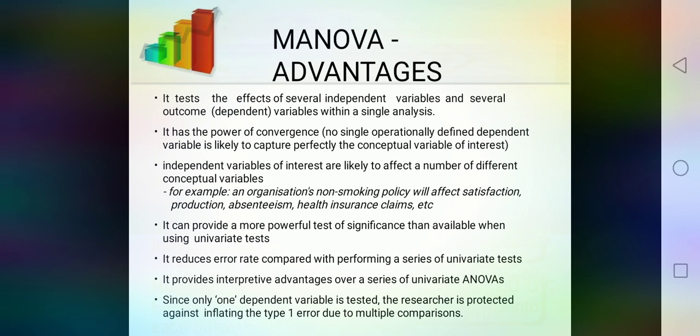It can provide a more powerful test of significance than is available when using univariate tests. It reduces the error rate also. It provides interpretive advantages over a series of univariate ANOVAs. Since only one test is run rather than many, the researcher is protected against inflating the type 1 error.